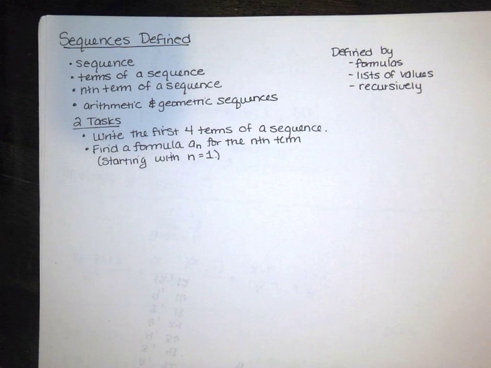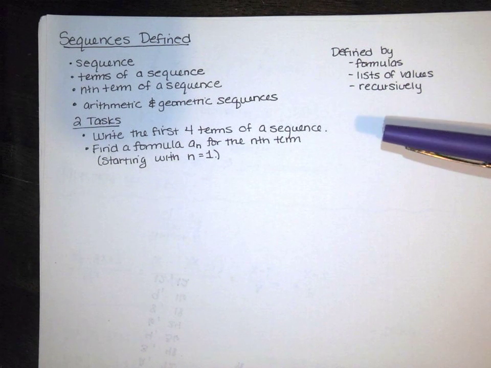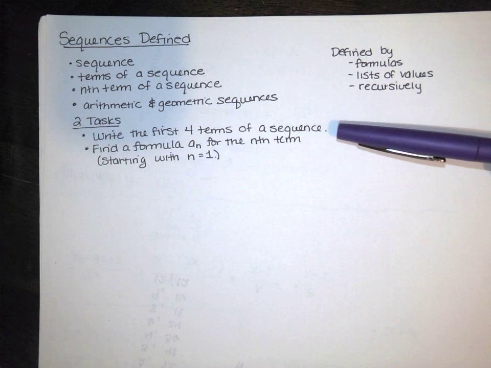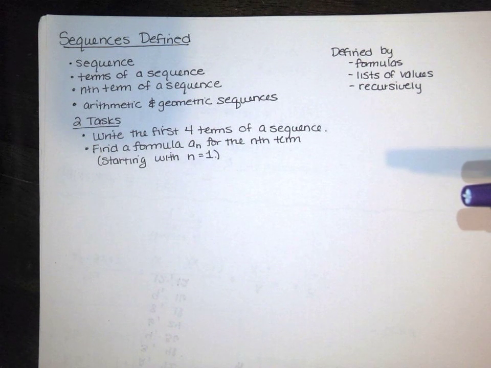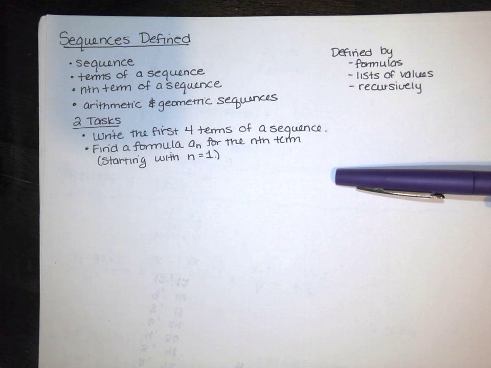And then we're going to have two objectives for you. After learning these definitions, I'll want you to be able to write out the first few terms of a sequence. Like I might ask you to write out the first 4 terms or 5 terms of a sequence, or I might ask you to find a formula for a sub n.